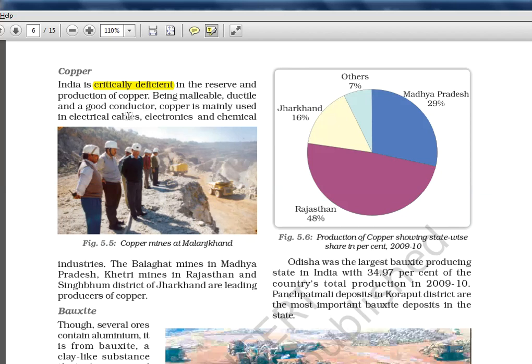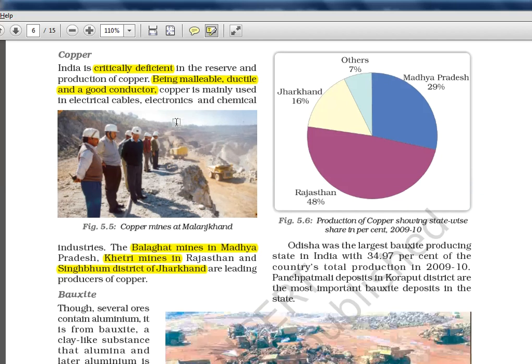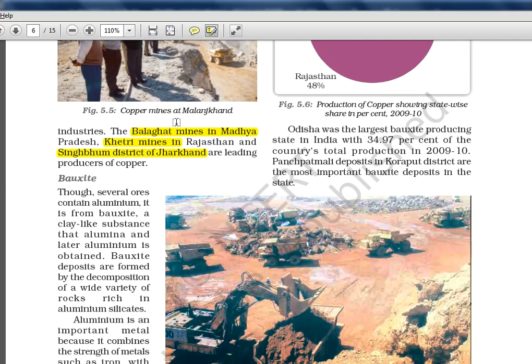But the places I'll show you anyway: the Balghat mines of Madhya Pradesh, Khetri mines in Rajasthan, and Singhbhum district of Jharkhand. In Singhbhum district, I think almost all the minerals are there in India. It's a very important place near Chotanagpur plateau. And copper properties: science and technology part, malleable, ductile, good conductor, that is flexible, you know, copper wires and all. Electrical conductivity benefit is there, that kind of things are there for copper as a benefit.